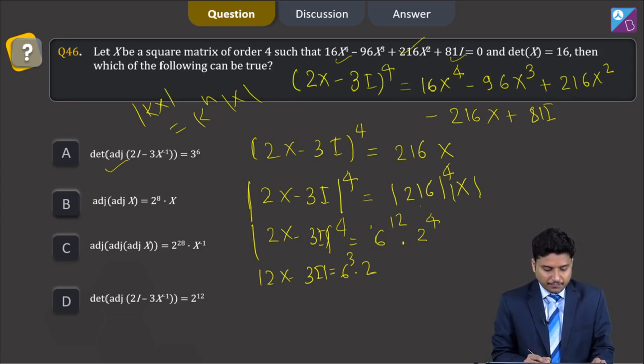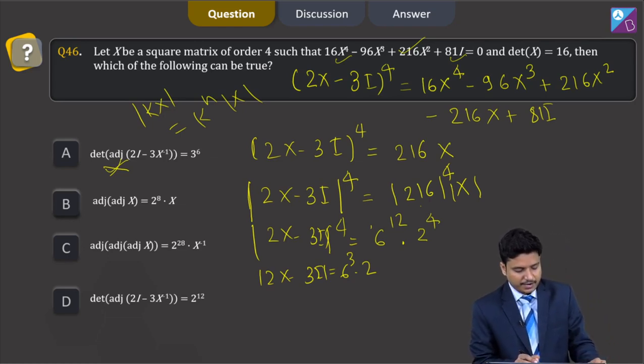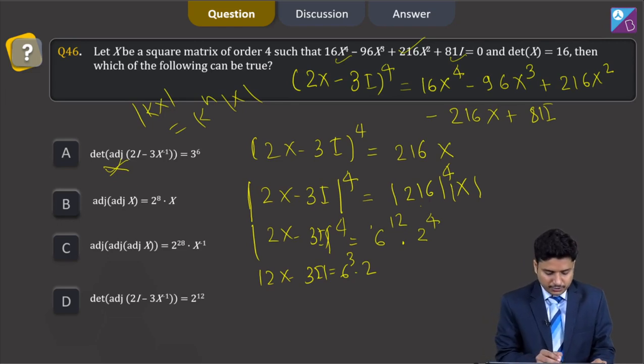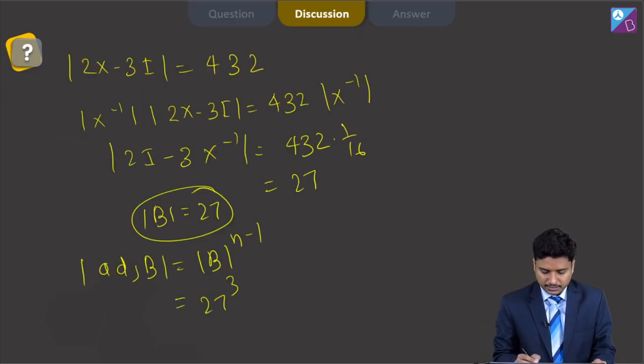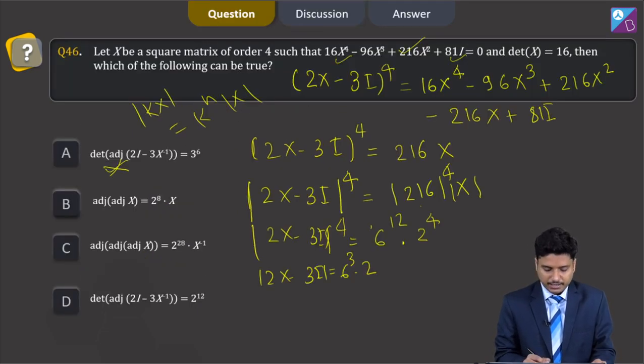Next, with option B, what is given? So this is wrong, and adjoint of adjoint x is given to be 2 raised to power 8 into x. Adjoint again we have to find. So the determinant of adjoint of (2i minus 3x inverse), we have already found that the determinant of adjoint B is 27 cube. So options A and D are both incorrect. For B and C you have to find adjoint of adjoint x. Now you don't have to find this determinant, you have to find adjoint of adjoint x, which is a matrix.